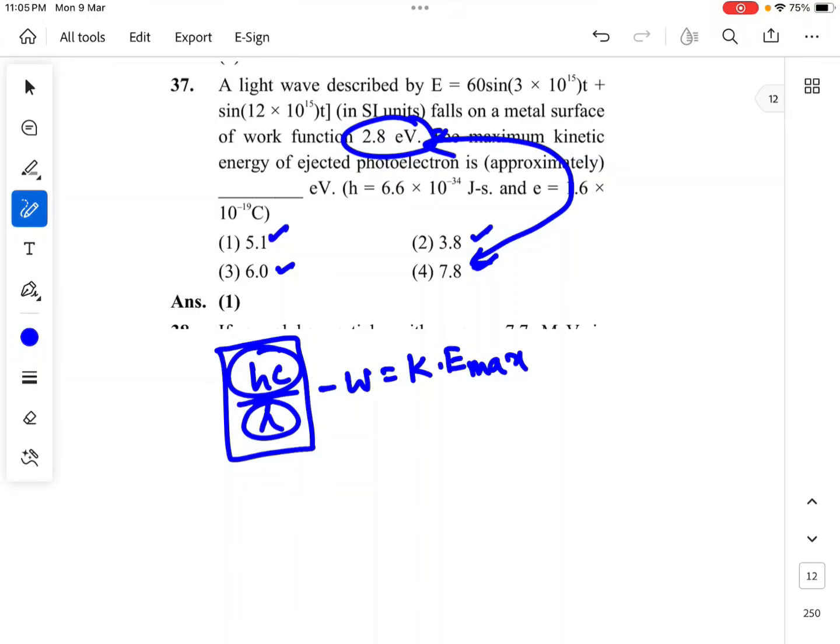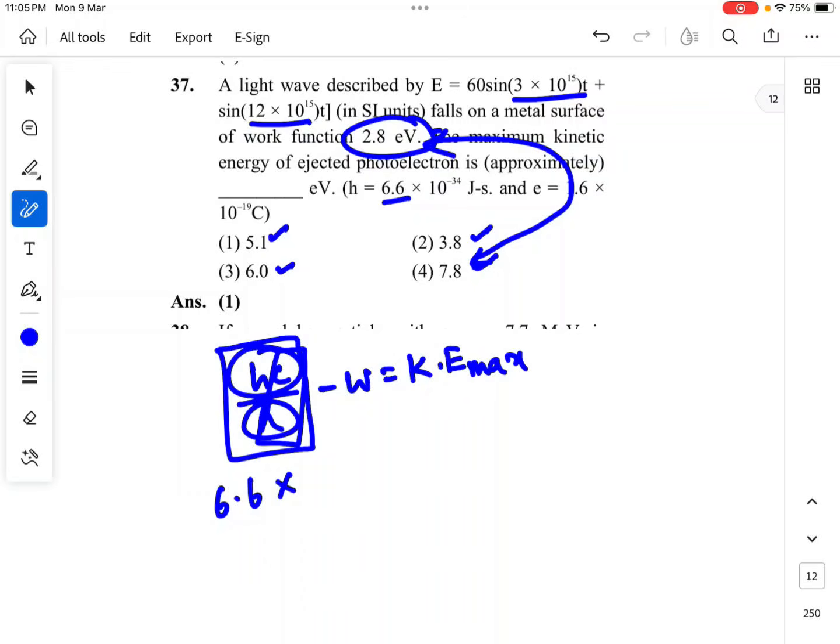Now, what I'm going to do is calculate hc by lambda. Quickly, I will write. I will not exactly do the calculation. 6.6, only the number I will consider, multiplied by c, which is 3, or c by lambda, which is the frequency. And of course, you know that of these two, you are supposed to take the higher frequency. That is one mistake the students are bound to make: they might take the lesser one, which will not give you the answer. Why the higher one? Because he is asking for maximum kinetic energy.